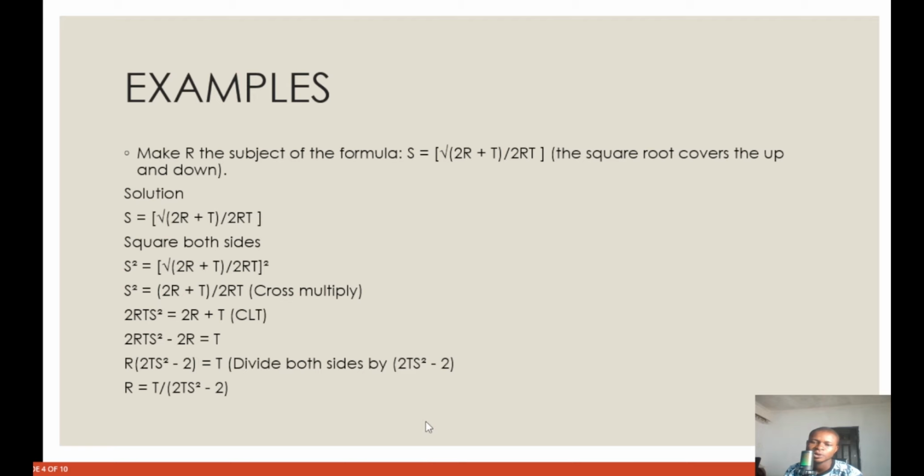So I'm going to rewrite this question so that we can know how the question formulates itself. For the first question I'm going to have S equals the square root of 2R plus T all over 2RT. In this question I'm asked to make R the subject of the formula.